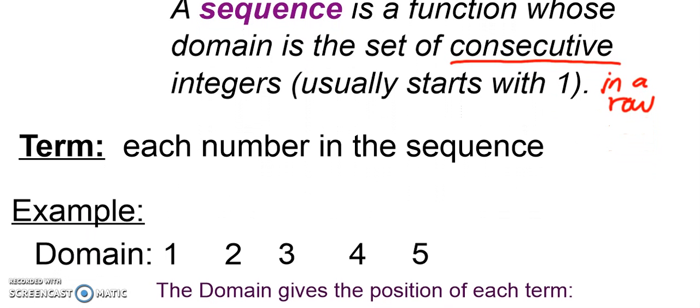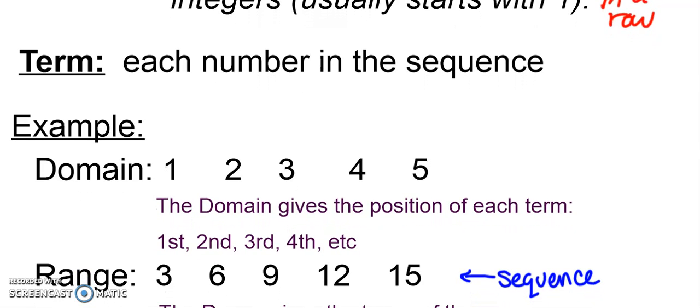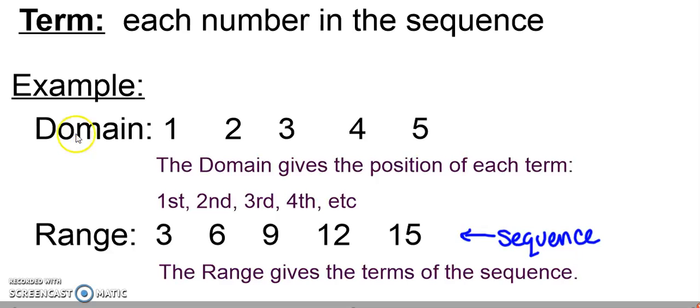All right, so next we have a term. A term is each number in the sequence. So when I'm talking about the first one, the second one, those are our terms. So we have a domain. Here are our consecutive integers, usually starting with 1. And these numbers are telling us the position of each term. So like I said, first, second, third, fourth, etc.